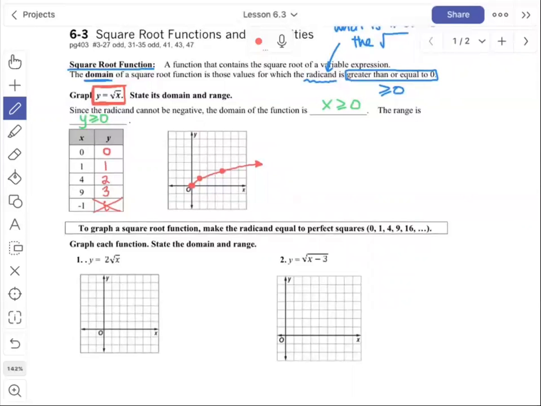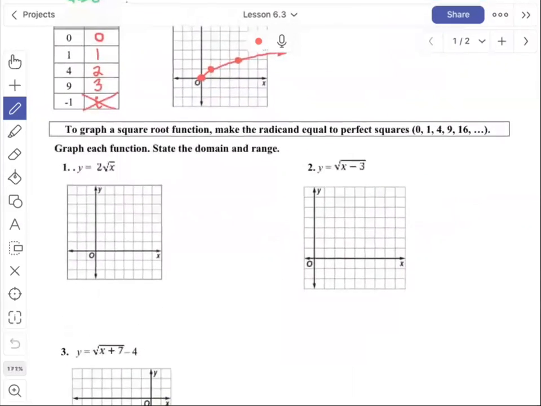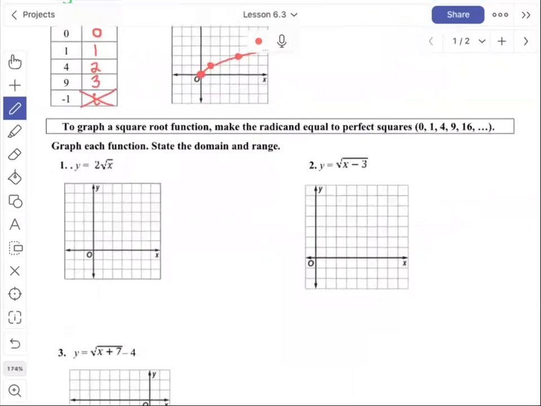All right, well, that is the parent function. So that is your foundation. Now we are going to graph all sorts of radicals, okay? Now I have a little trick for you guys. To make life easier, I would do this. To graph a square root function, make the radicand equal to perfect squares. So like 0, 1, 4, 9, 16. That just makes your numbers come out real clean and easy to plot. So that is my advice for these, okay?